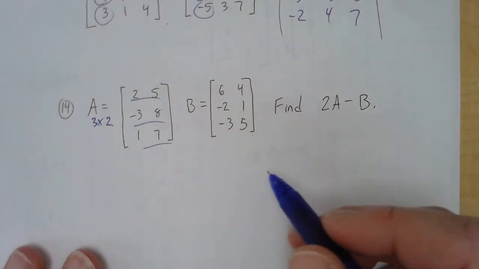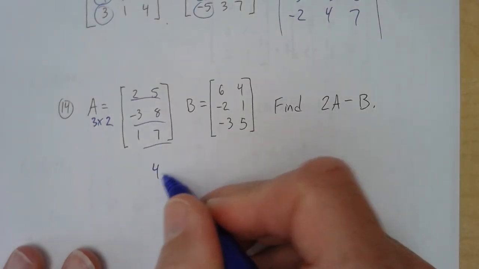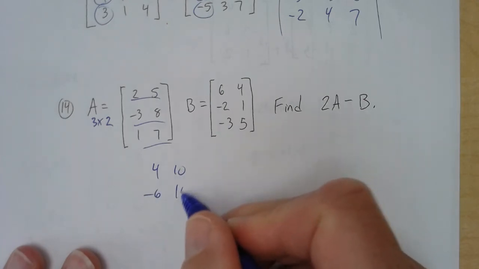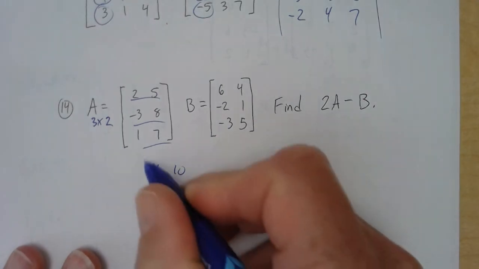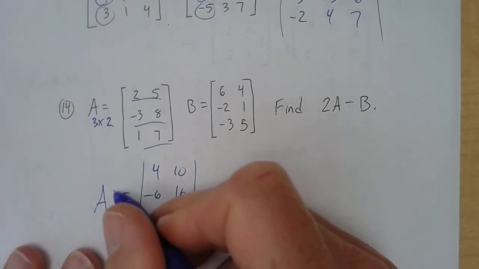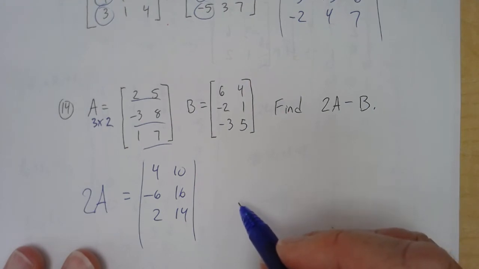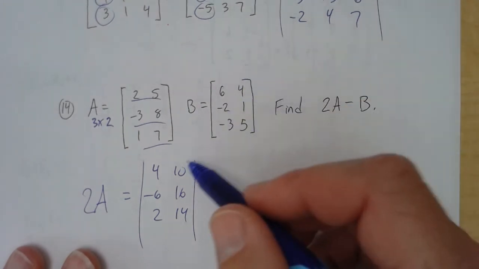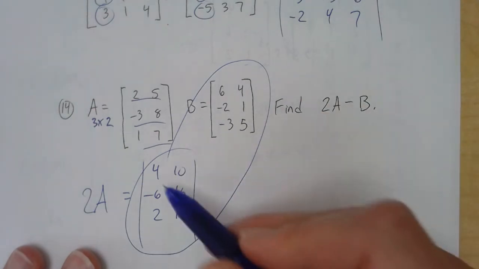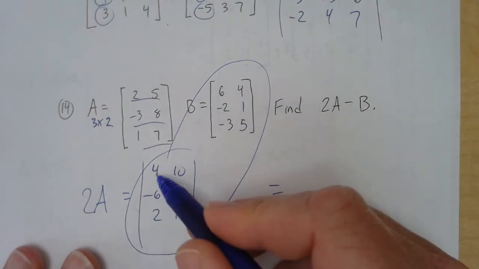3 rows, 2 columns. So I'm going to double A, so that means it's going to be 4, 10, negative 6, 16, 2, 14. So I just doubled A, 2A, and then minus B, which is right here. So it's 2A minus B. So the final answer is 2A minus B.